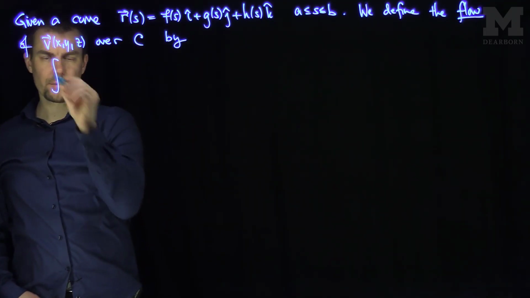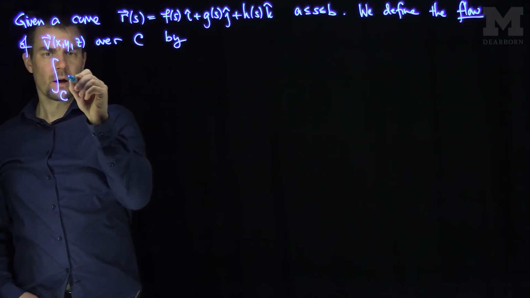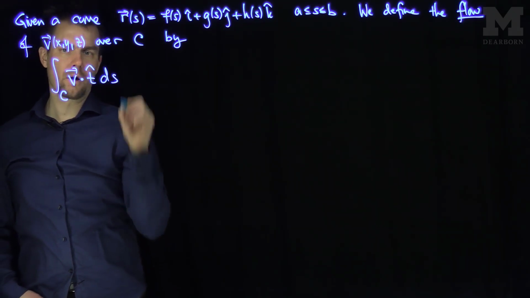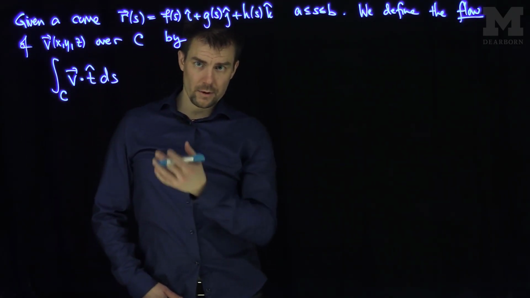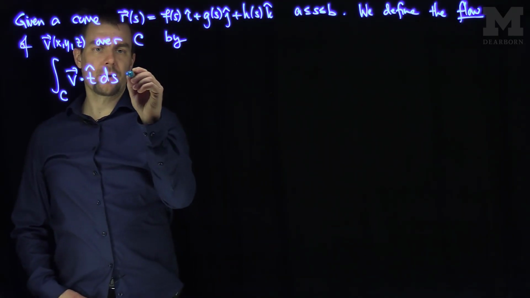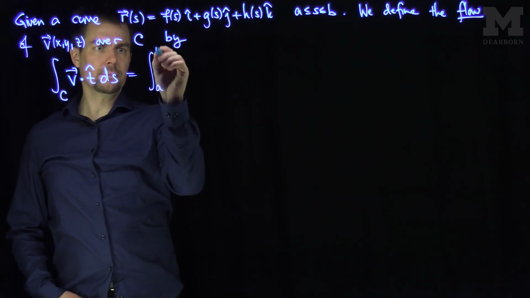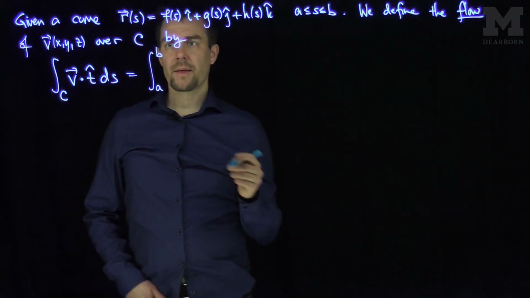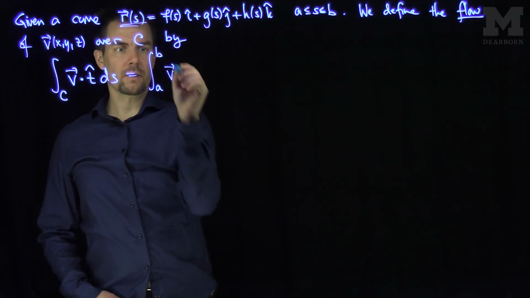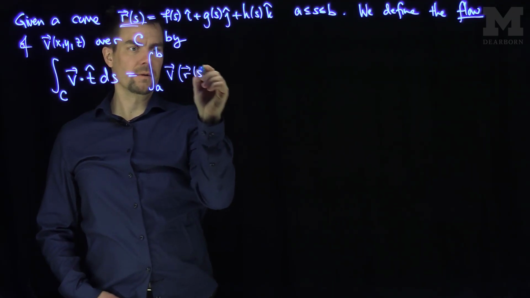I write the integral over c of v dot t hat ds is the flow. This integral over here is the flow of the vector field over the curve. And how do I evaluate this? I integrate this from a to b. And then I plug into my vector field, I input the curve.